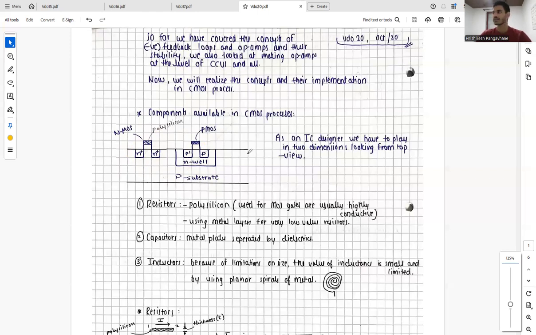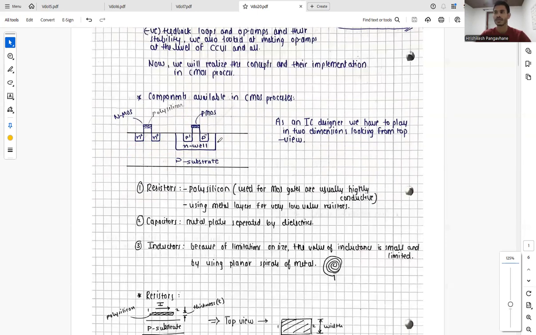As an IC designer, we have to play in two dimensions, and we cannot play in these dimensions because these are already fixed by the process team. All we have is we can play from the top view, and the two dimensions we get from the top. What do I mean by that?